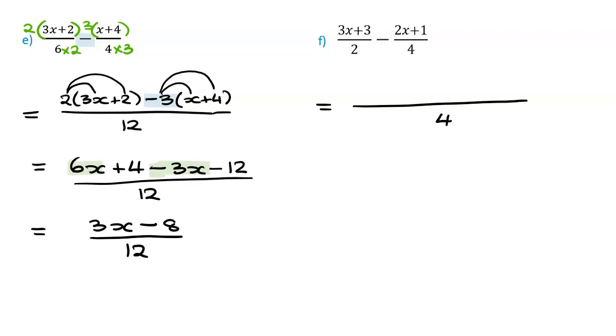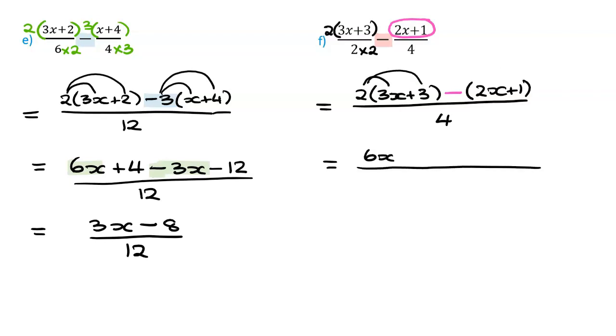Our lowest common denominator is going to be 4, because we need to multiply this by 2, and this fraction's already ready to go. So we need to multiply everything on the top by 2. So we're going to have 2, and then in brackets 3x plus 3. We've got that negative sign here. So that means the entire top of this is being subtracted. So when we put that negative down there, we need to put a set of brackets around the 2x plus 1. Remember, that means that that negative sign also interacts with this plus 1 at the end.